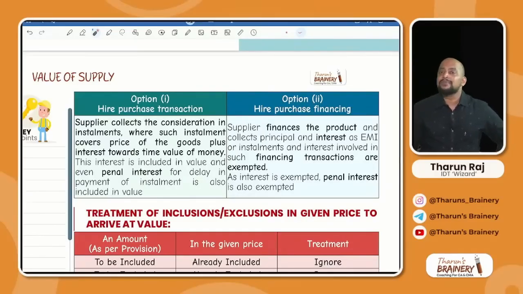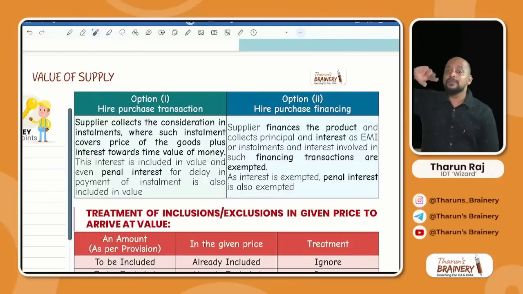What if it is no cost EMI? There is no interest. The question of taxability will not arise. If it is interest, then chargeable to GST or exempted? Exempted. Why exempted? Because it will come under interest on loans, advances, deposits. Due to that reason, it is exempted.